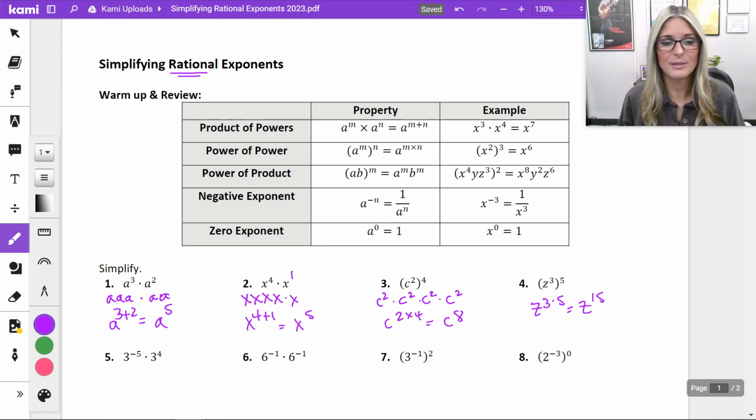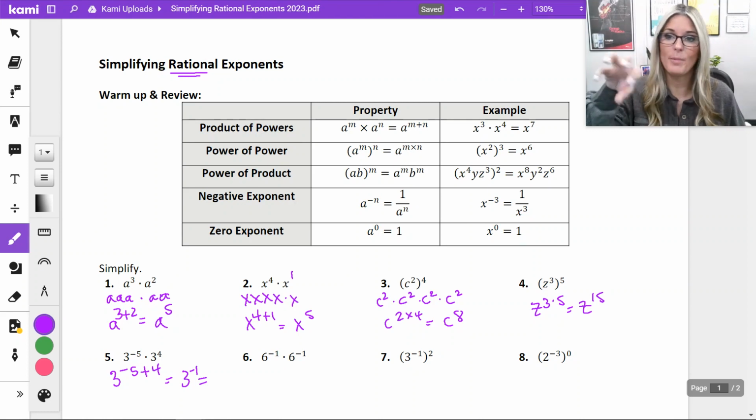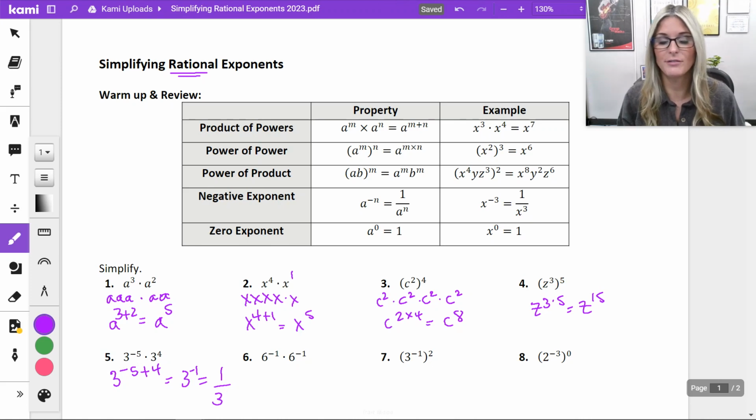Number five, we have 3 to the negative fifth times 3 to the fourth. I'm going to do the product of powers property first. So they are multiplying, so I can just add these exponents. Negative 5 plus 4 gives me a negative 1. Now, using the negative exponent rule, that negative exponent means that whole power needs to go down into the denominator and become positive. 1 over 3 to the first, or just 1 over 3. Final answer there. Number 6, I'm going to do the same thing. Let's do negative 1 plus negative 1.